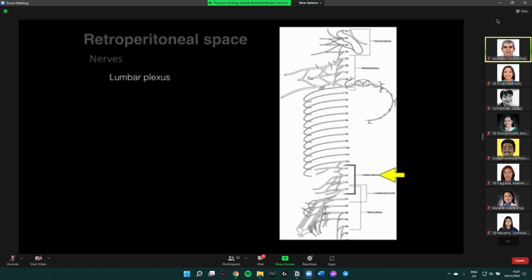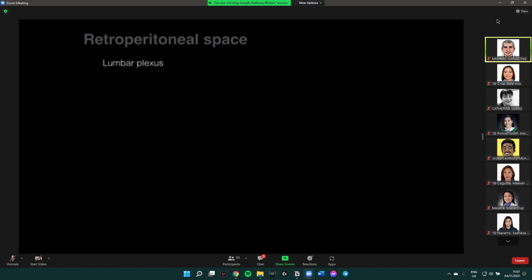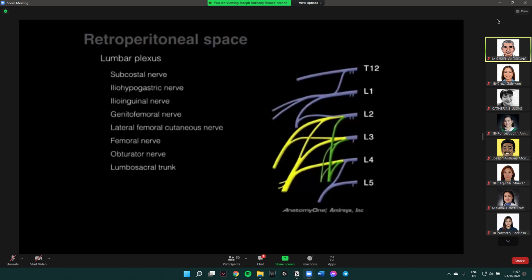And so there's our lumbar plexus, and that's what we're going to be focusing on. So let's take that and blow it up. And here we have all the different branches of the lumbar plexus coming off.